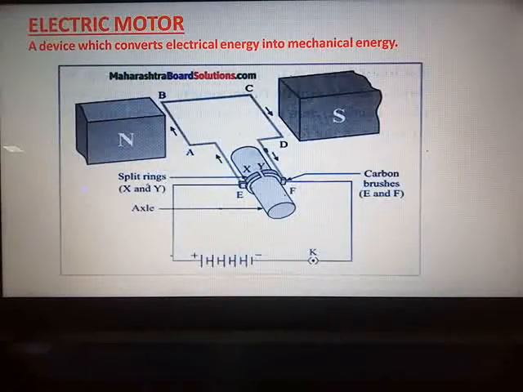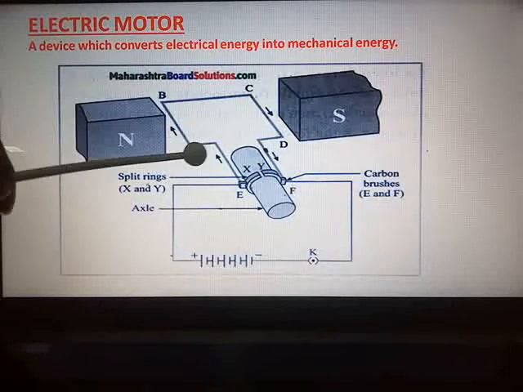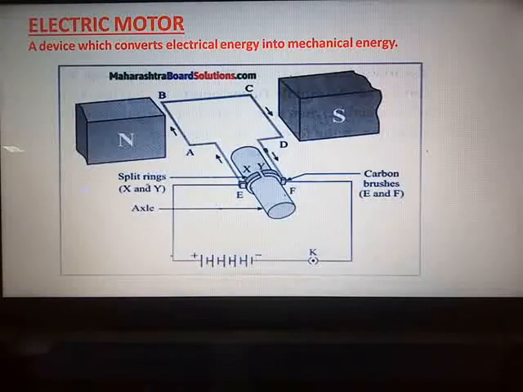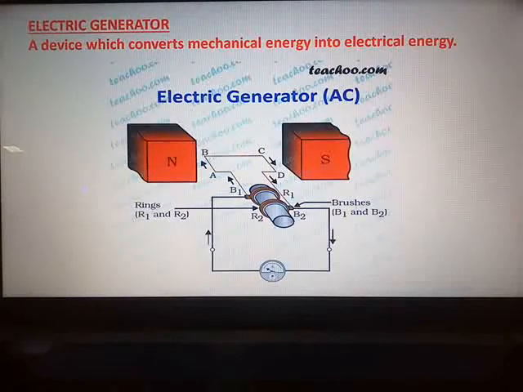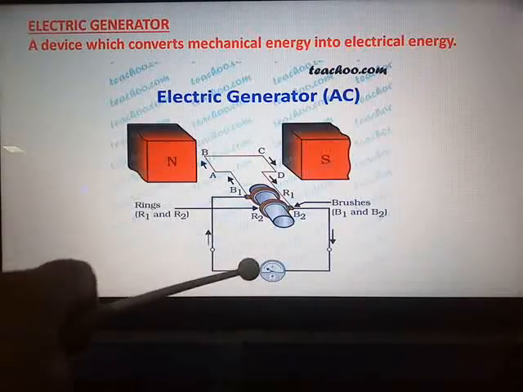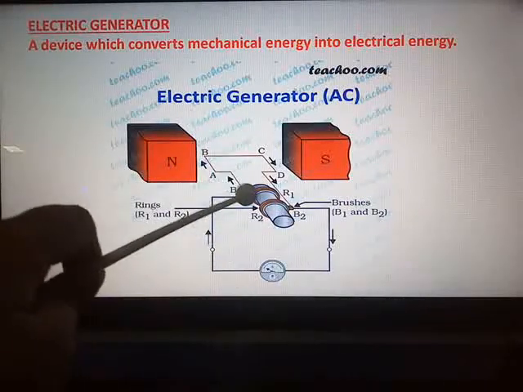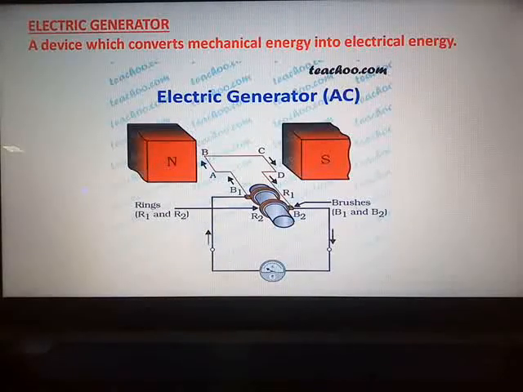Its setup, its construction, how it works, whether a battery is required, all that we are going to study in our next session. For the generator, you can see in place of a battery, a galvanometer. What its setup is, how the rings and all work, we are going to see later on. And hence I request all of you, when you attend the next session tomorrow, go through both the topics of motor and generator. With this, we end our today's session.